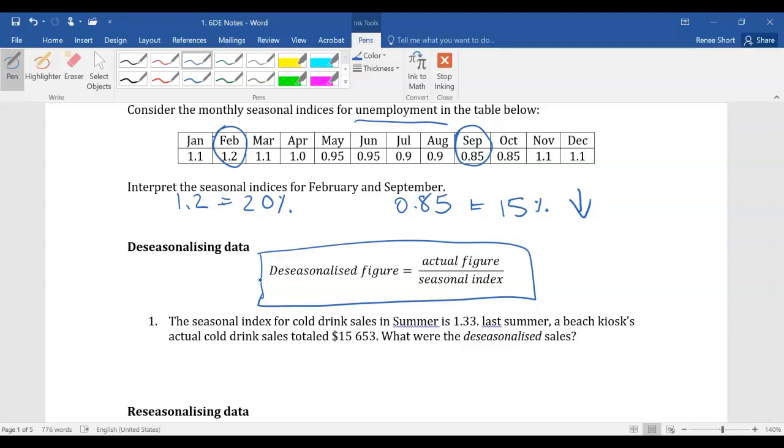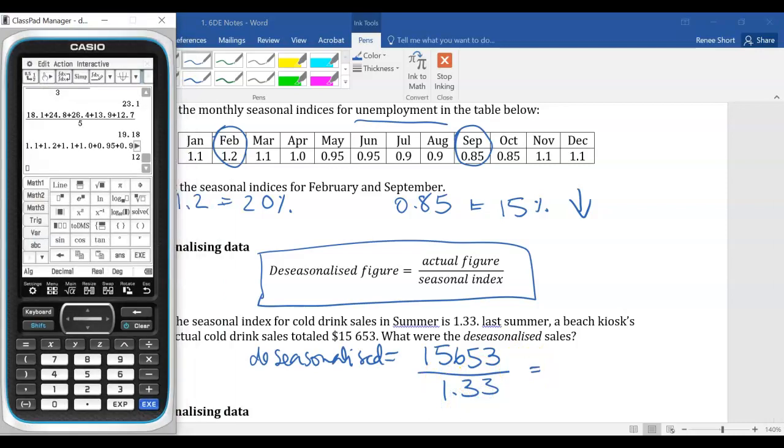So I've got one problem for us to solve, and it says that the seasonal index for cold drink sales in summer is 1.33. Last summer, a beach kiosk's actual cold drink sales totaled 15,653. What were the deseasonalized sales? So we need to follow that equation, and remember, the deseasonalized figure is actual divided by the seasonal index. So we're going to take that actual figure of 15,653 and divide that by 1.33.